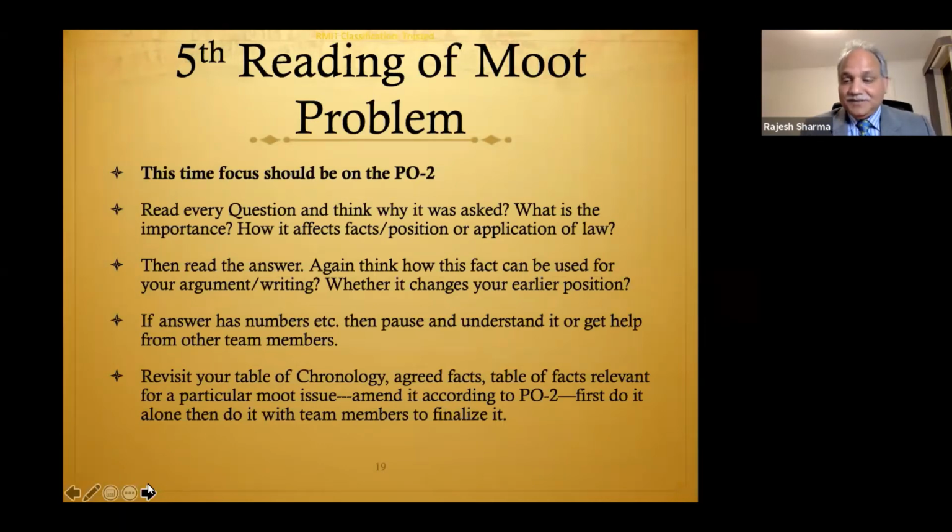Having said that, if you are looking at procedural order number 2, you need to go back to your chronology, your agreed facts, your table of facts as per the issues, because so much information will come in procedural order number 2 that you have to revise it. Revise all these tables. But once it is done, then your facts are done. You have completed most of the part, and now you are ready to start the second phase of the moot.